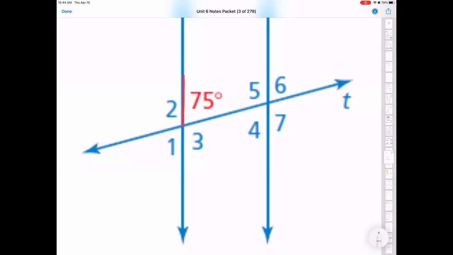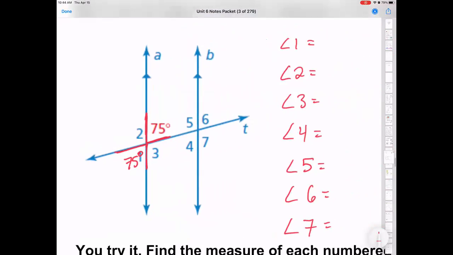Phenomenal job to those students. They said, well, this is 75 degrees. That guy's 75. By default, angle 1 must also be 75 degrees because they are vertical angles. So we are right away able to find angle 1. So that would be 75 degrees. Now, let's go ahead and use what we know to find out angle 2. What would angle 2 become?